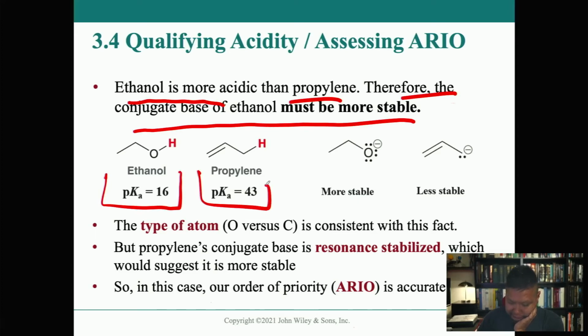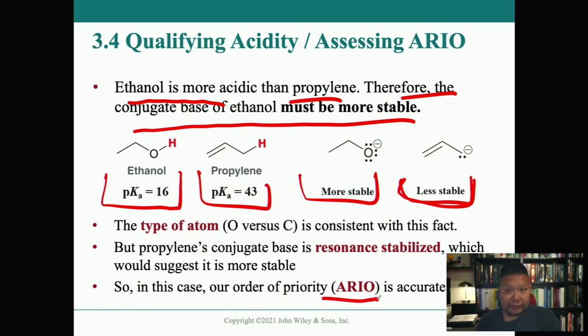But it turns out that the conjugate base of ethanol is more stable, right? And then the propylene conjugate base, the propylene anion, right, is less stable, right? So when we use REO to do that kind of analysis, it actually works out. It makes sense.